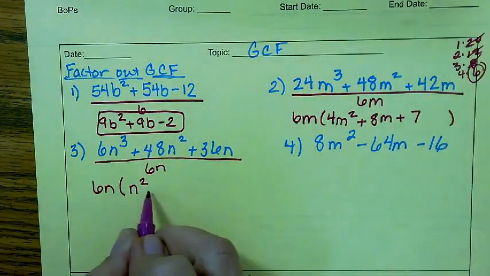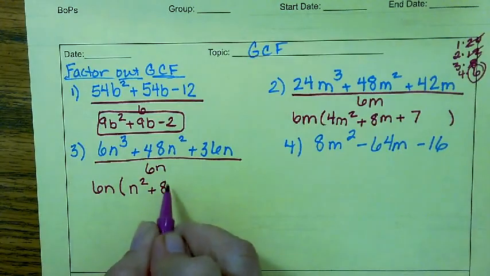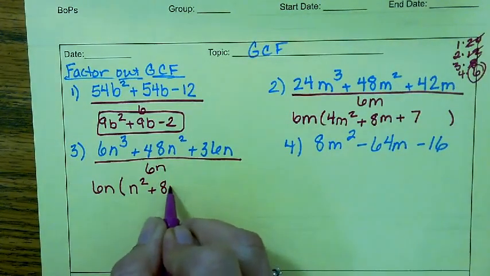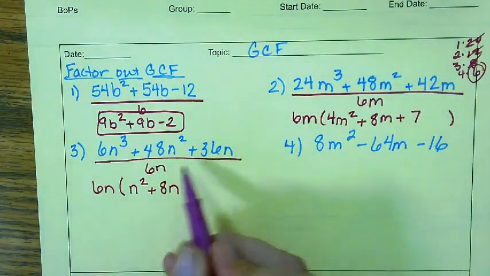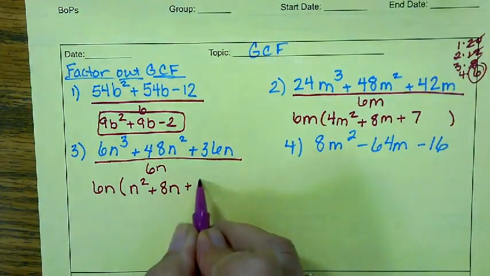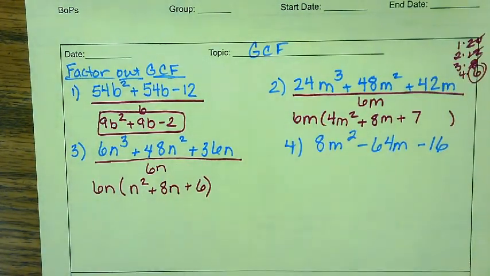48 divided by 6, we did it over there. So that's going to be 8. N squared divided by n is n. 36 divided by 6 is 6, and the n's cancel.